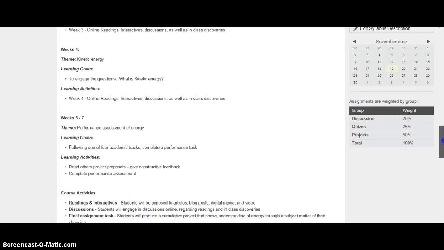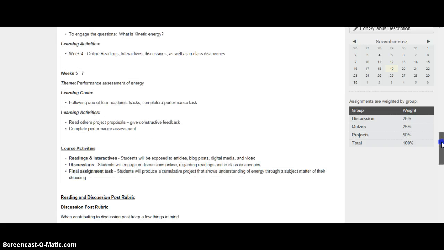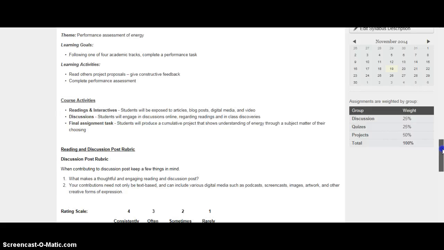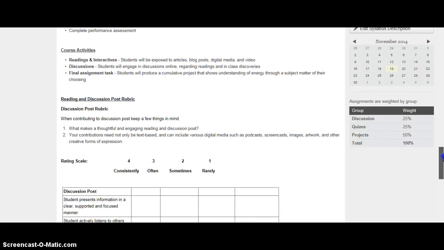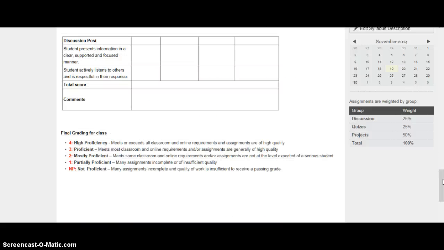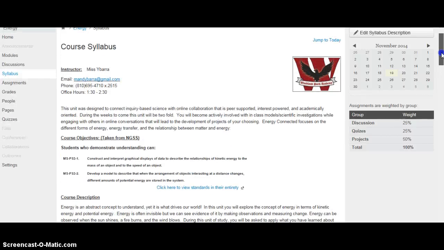Weeks 5 through 7 are a performance assessment of energy. Students will follow one of the 4 academic tracks to complete a performance task. Some of the course activities are readings and interactives online, discussions, and the final assessment task. Here, you can see the reading and discussion post rubric. Below, final grading for the class. Let's head back up to get a bird's eye view of the course in its entirety.